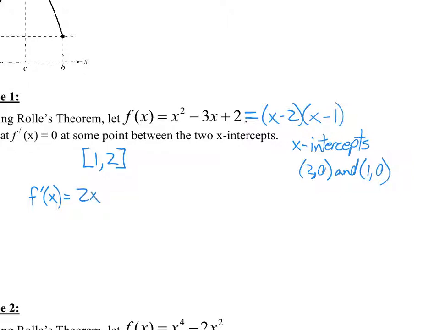2x minus 3. If that's going to equal 0, that happens at 3 halves. Is 3 halves in the interval from 1 to 2? Yeah, 3 halves is between 1 and 2. So that is an example of Rolle's theorem. I knew there had to be some point in there, and now we found it. It's the point 3 halves.